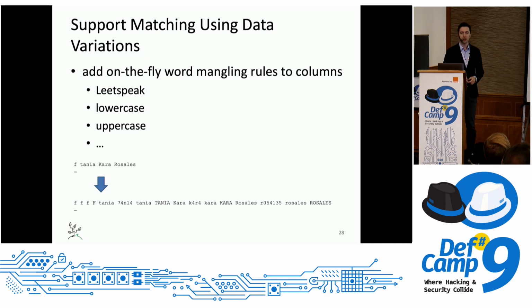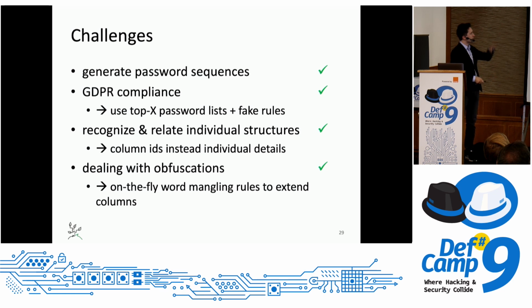However, this is just one approach. I spent a limited amount of time here. I'm pretty sure fuzzy matching or something like that is possible and will be seen in the future, but this is just one approach. So basically we have solved all the challenges. We are GDPR compliant by using fake rules. You can recognize and relate individual structures by using the column IDs. We can deal with obfuscations by using the on-the-fly word mangling rules.